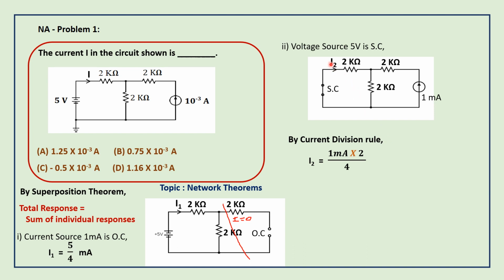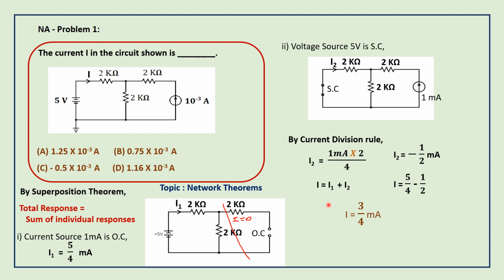See the direction. This I2 is in this direction, and here the current will be in this direction, so it is the opposite direction. So we can represent the current as minus 1 by 2 milliamps. So we have found out I2 and we have found out I1, the current due to 5 volt and the current due to 1 milliamp. Now, by the superposition theorem, total response equals the sum of the responses. I equals I1 plus I2. We are going to add 5 by 4 and minus 1 by 2. So 5 by 4 minus 1 by 2, by taking LCM, this will become 4. So I equals 3 by 4 milliamps.